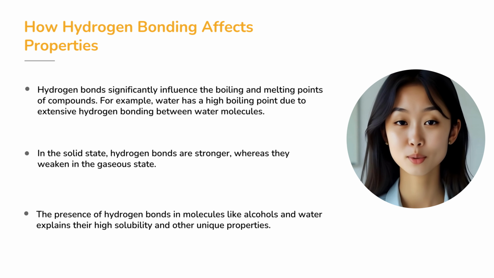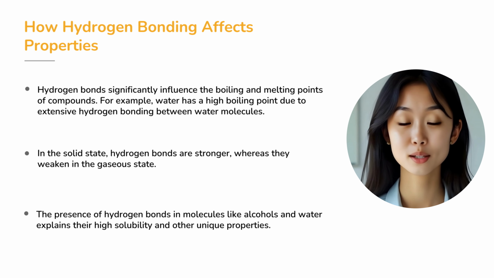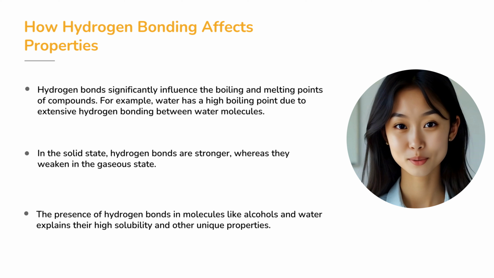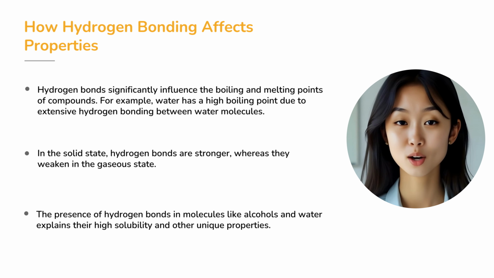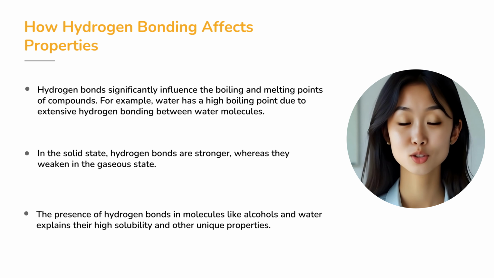Take water, for example. Due to hydrogen bonding, water has an unusually high boiling point for such a small molecule. If you think about it, this is why it takes more energy to boil water compared to other liquids. The strength of hydrogen bonds is also influenced by the physical state of the substance. In the solid state, hydrogen bonds are strong, which is why ice floats on water. The structure of ice is held together by hydrogen bonds, which form an open, less dense arrangement.